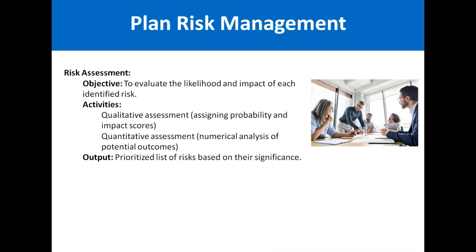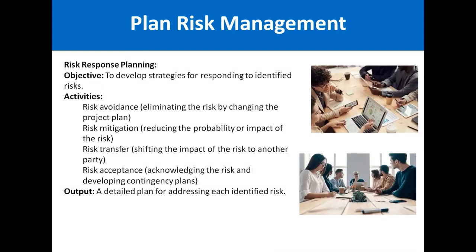Actually the output is a prioritized list of risks based on their significance, like either you use qualitative assessment or you use quantitative assessment. Based on their impact and probability, you can give some score, and you can give a priority to those risks accordingly.